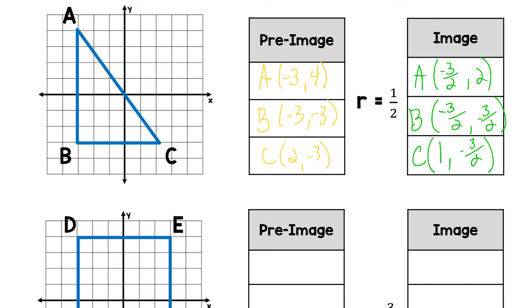Let's plot these new points. A is -1.5 and 2 up. So that's A prime. B is -1.5, 1.5 down. That's B prime. And C is 1, and then 1.5 down. That's C prime. We connect these points and we get an image that's half the size of the original.